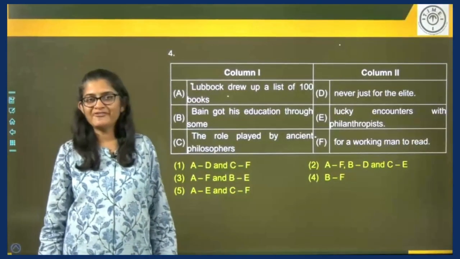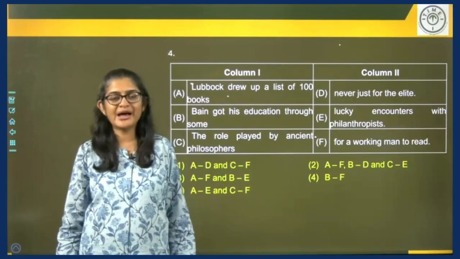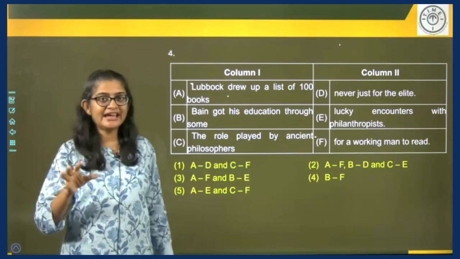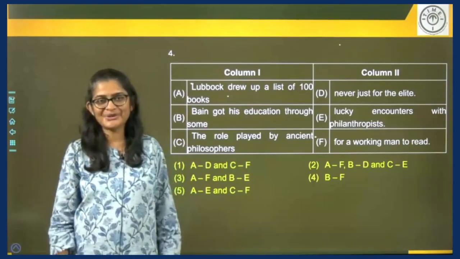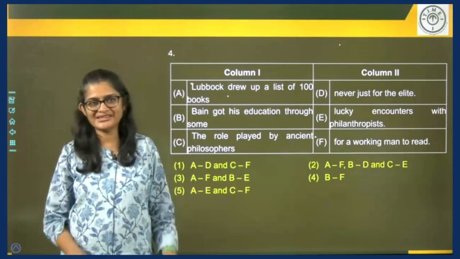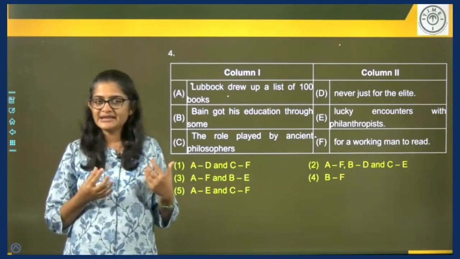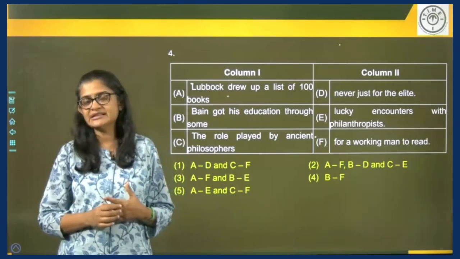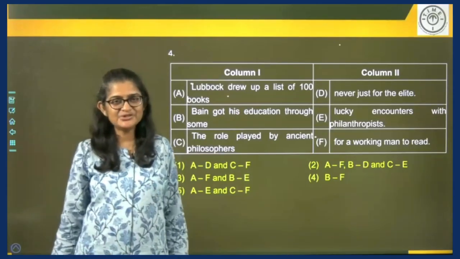So now hope you have got some idea of how to handle this question type. Don't get scared when you see these columns, okay? It is just a presentation. It is a usual sentence formation question. If you have a basic idea of the grammatical principles, then these questions are very easy to handle.